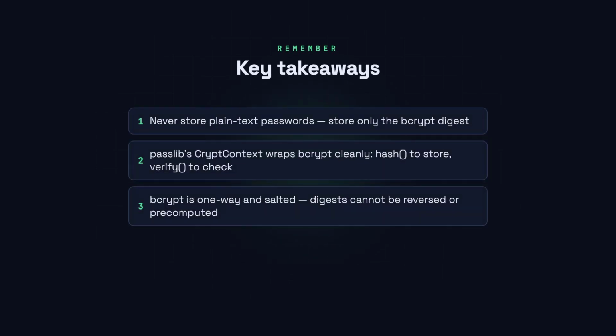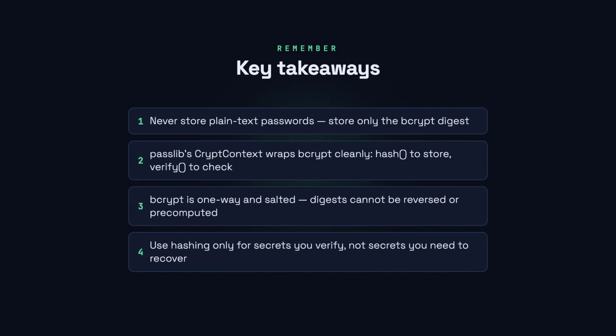First, plain text passwords are never acceptable. A breach becomes catastrophic the moment you store them. Second, passlib with bcrypt gives you a clean two-method API, hash to create a digest on registration, verify to check it on login. Third, bcrypt is intentionally slow and automatically salted, which defeats both brute force and rainbow table attacks. Fourth, hashing is strictly one way. If you ever need to retrieve the original value, hashing is not the right primitive.